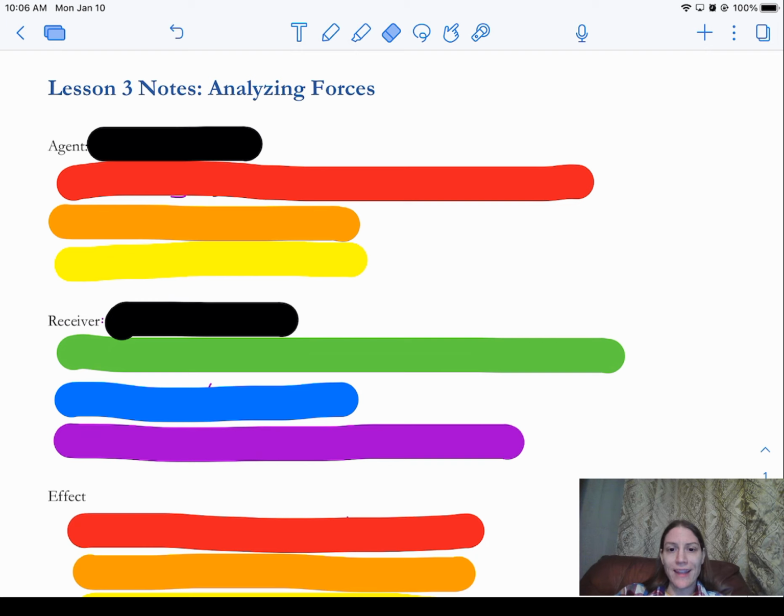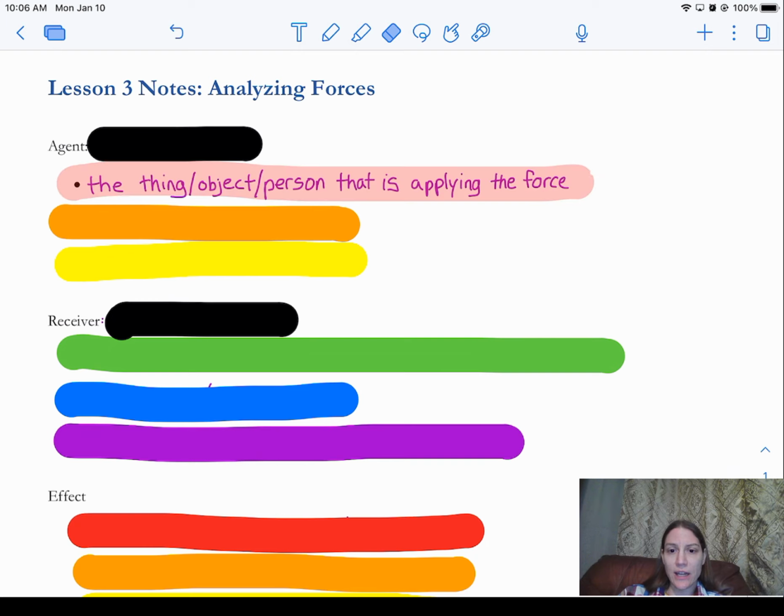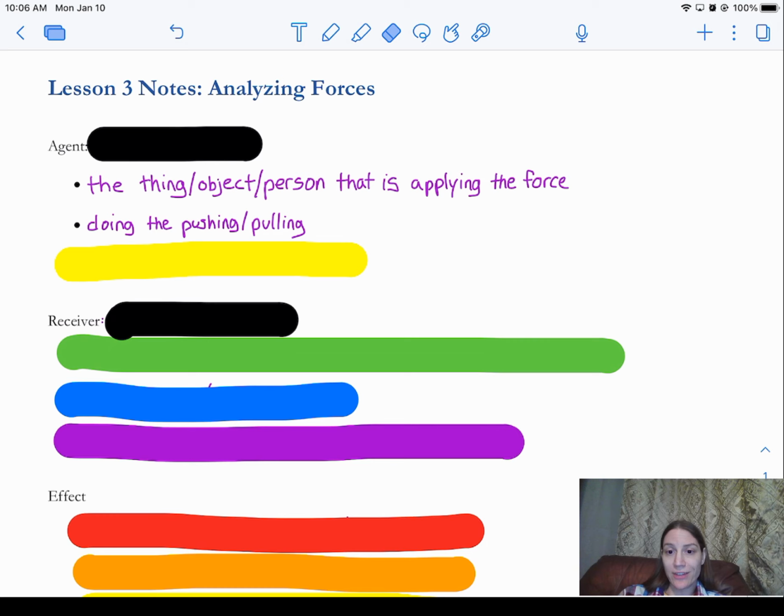We're going to start by talking about the agent. The agent is the thing or object or person that is applying the force. That person is the one that is doing the pushing or the pulling. There is only ever one agent per force. There's only one person responsible for it, okay?